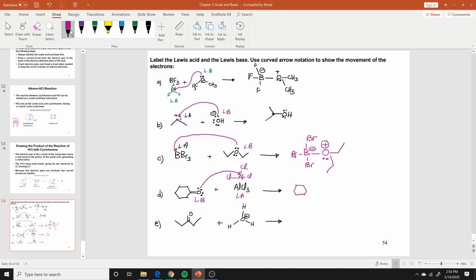So you have your lone pairs. It's going to be a double bond over here. This is an oxygen, and then next to the oxygen I do have the aluminum. I have a chlorine here, a chlorine here, and a chlorine in there. The oxygen basically lost electrons and the aluminum gained electrons. Same idea over here. This is going to be my Lewis base. This is going to be my Lewis acid.